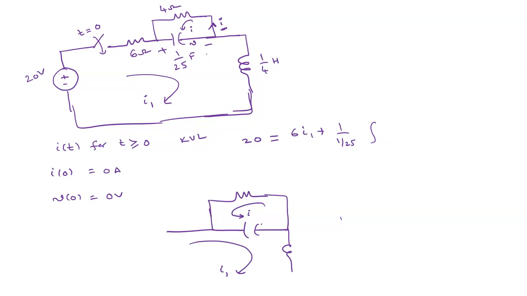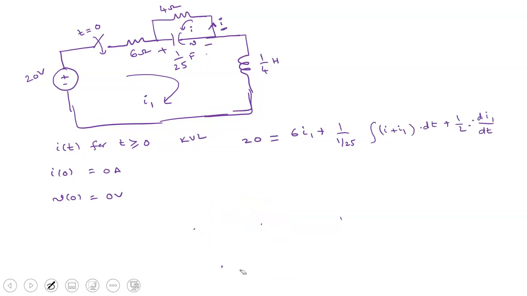How many loops are there in this? There are two loops. So what is the capacitor current? I1 plus I. So the current flowing is I plus I1, integrated with dt. What is the inductor voltage? It is L into di by dt, that is 1 by 4 into di1 by dt. We all agree for this? Or do you have any doubts?